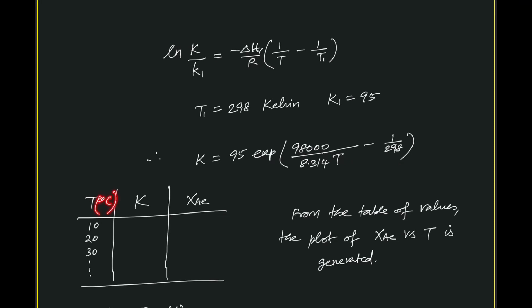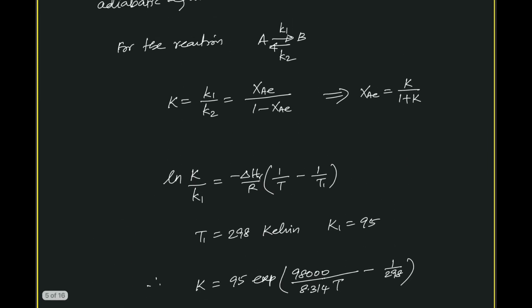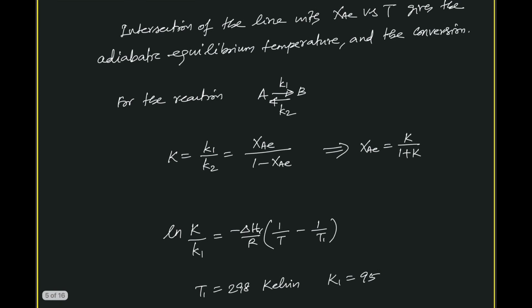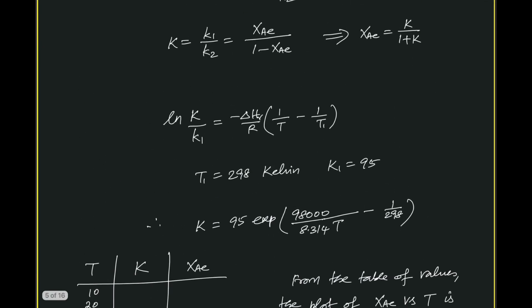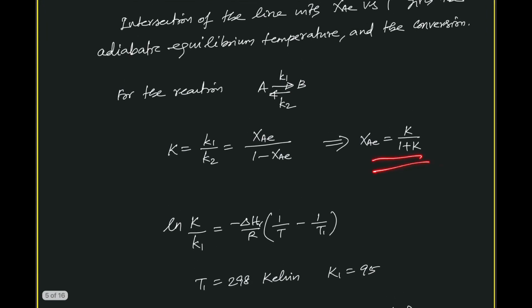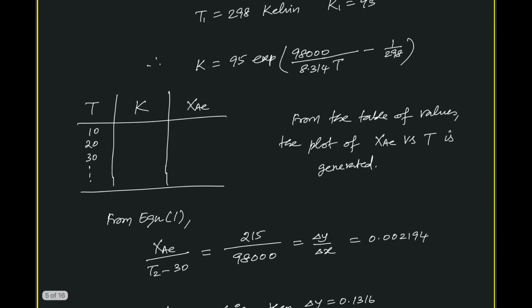So here T is given in Celsius, and T in Kelvin you take and get the values of K, and the corresponding XAE, that is, at any temperature get the equilibrium conversion from this formula. Of course, this formula you can derive. The derivation of this is given in another workout that you can refer.